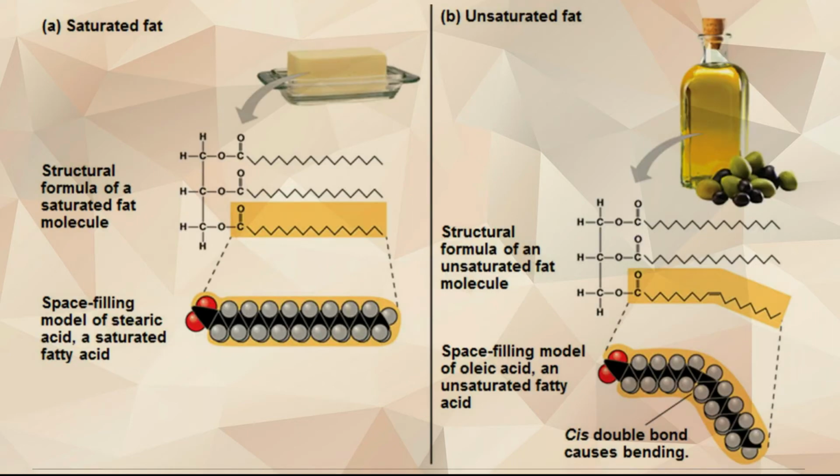Saturated fatty acids only possess single bonds, while unsaturated fatty acids possess double bonds, which result in the formation of bends in their structure. Saturated fatty acids are usually solid at room temperature, while unsaturated fatty acids tend to be liquid at room temperature.